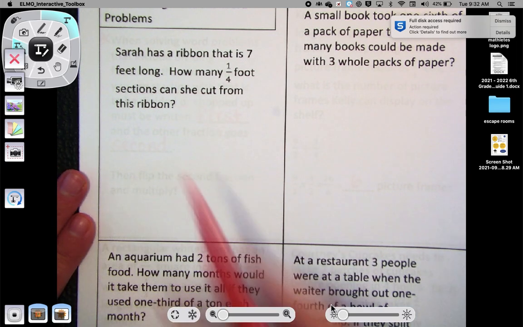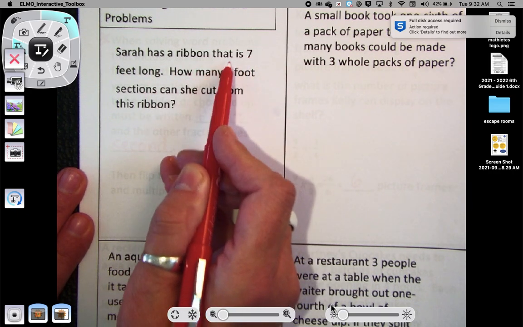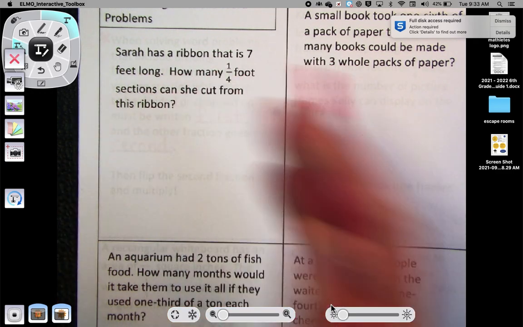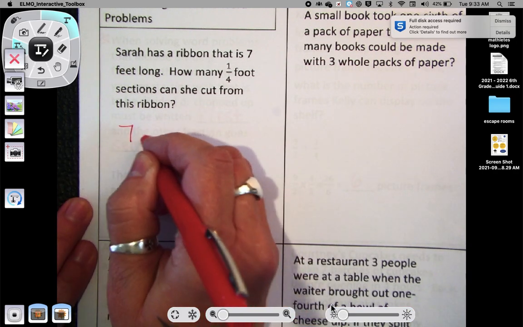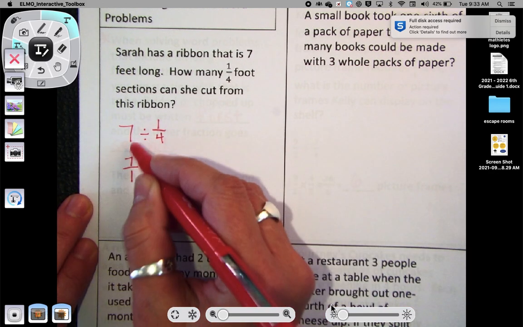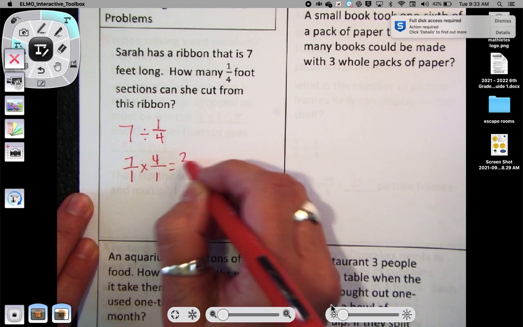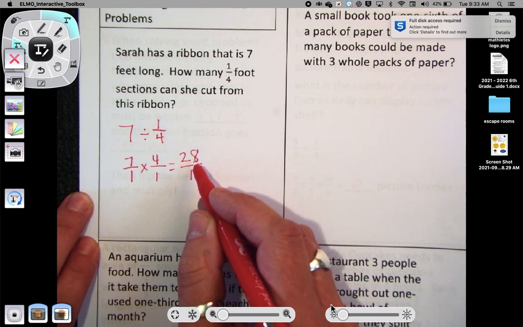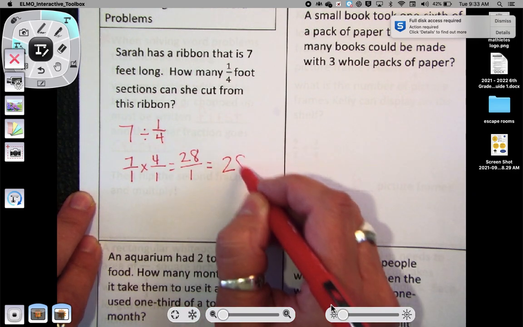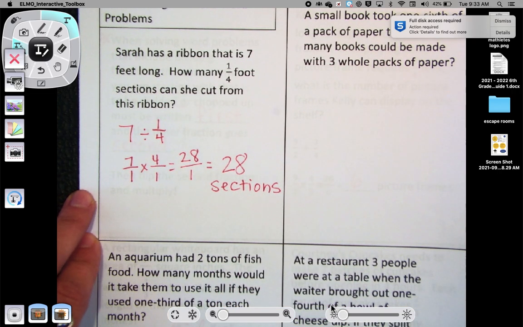Sarah has a ribbon that is 7 feet long. How many 1/4 foot sections can she cut from the ribbon? So what is she starting with? What is she cutting up? The 7 feet of ribbon into 1/4 sections. Rewrite the whole number with the denominator of 1. Flip the second fraction and multiply. Okay? So would we answer 28 over 1? No, we would answer 28 sections because each whole number has a denominator of 1. 28 sections.